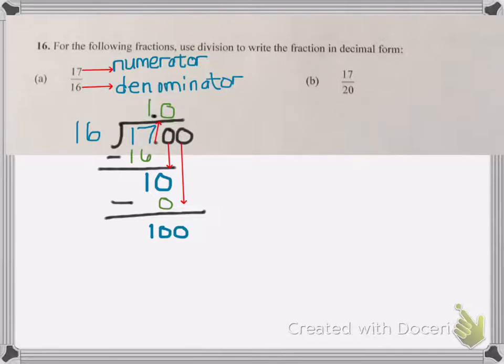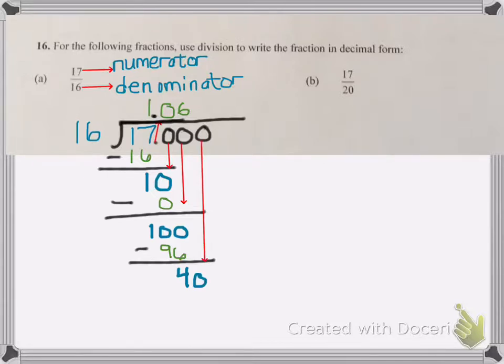So now we're asking ourselves, how many times does 16 go into 100? It goes into 100 6 times. 6 times 16 is 96. Subtract, and we get 4. We want to keep doing this process until we find a number that 16 goes into evenly. So even though I've run out of zeros, that's the beauty of decimals. I can add as many zeros to the end of a decimal number as I want.